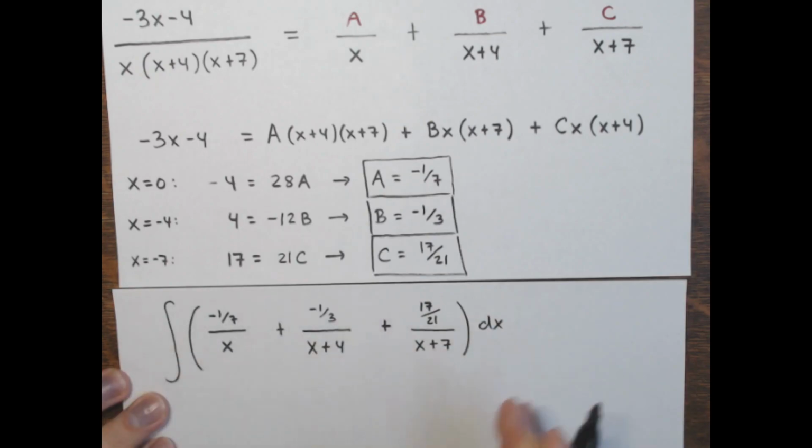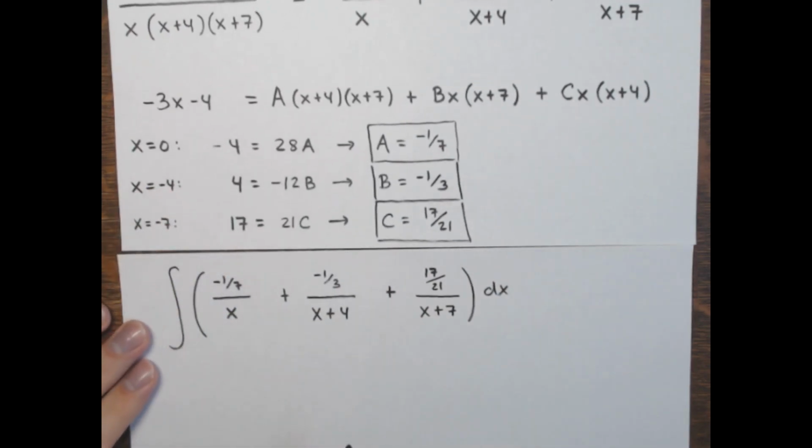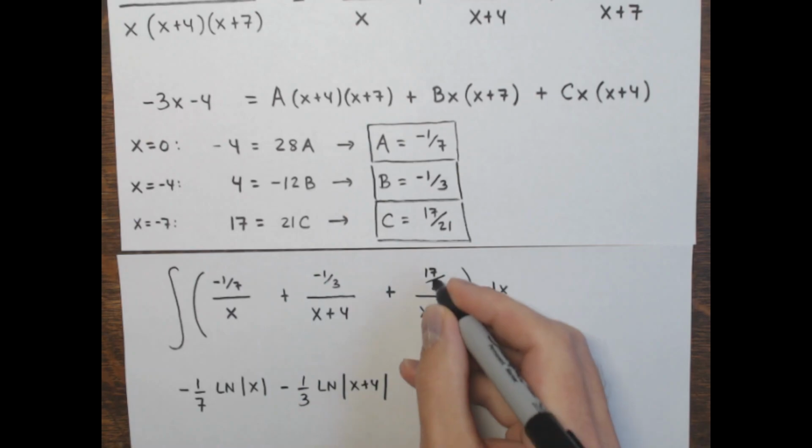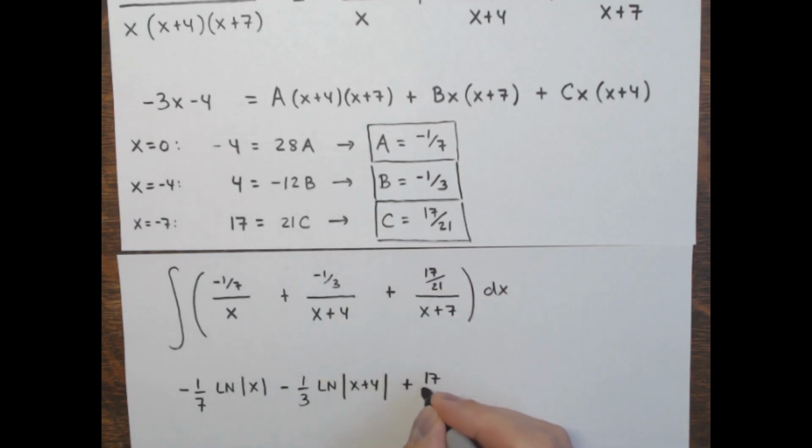And take this term by term, and these are all something over a linear, so these all involve natural logs. So we get negative 1/7, pull that out, times just the natural log of the absolute value of x. And then pull out the negative 1/3 in the next integral. If I integrate the next term, minus 1/3 times the natural log of the absolute value of x plus 4. And then the last one, pull out the 17 21sts, plus 17 21sts times the natural log of the absolute value of x plus 7. And of course, indefinite integral, right, plus some constant.